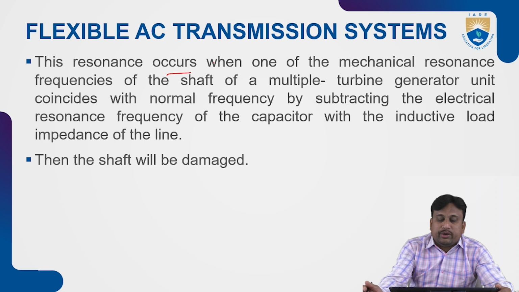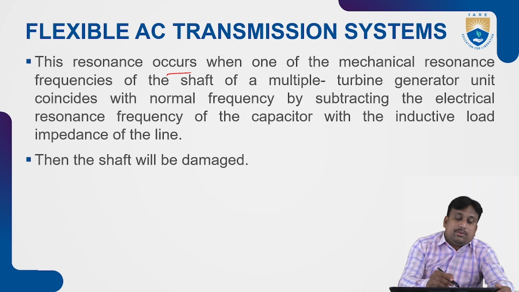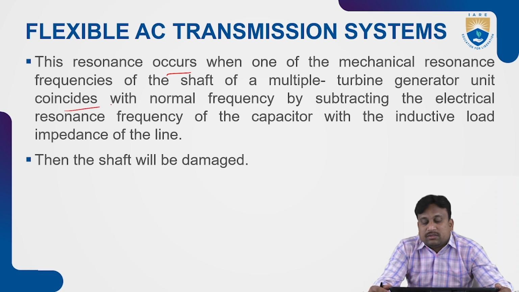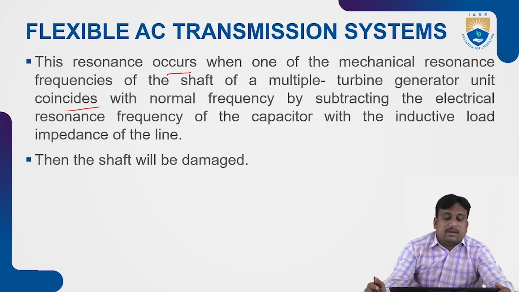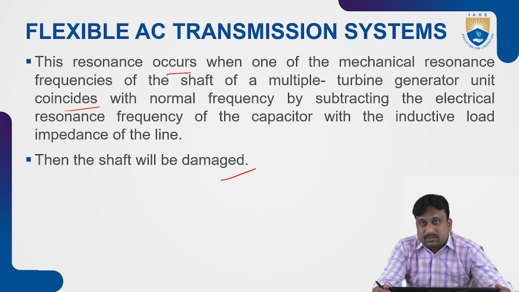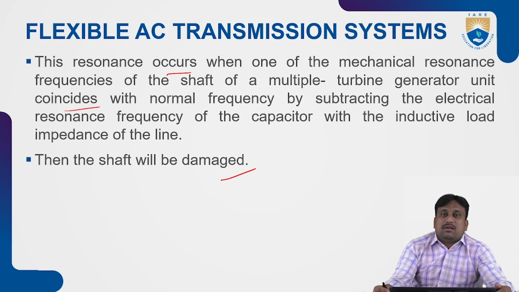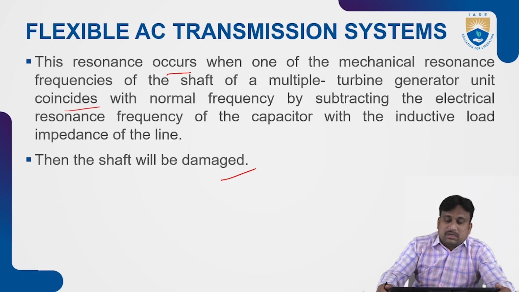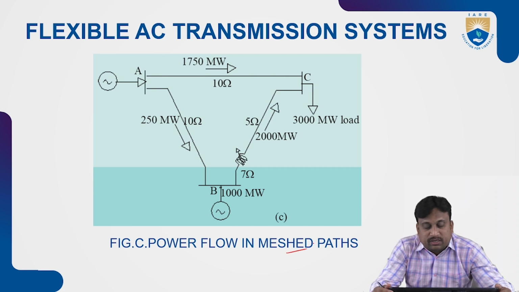This resonance occurs when one of the mechanical resonance frequencies of the shaft of a multiple turbine generator unit coincides with the normal frequency range. That means it is subtracted from the electrical resonance frequency of the capacitor. This is done with the inductive load when the impedances of the line are matched, and the shaft will be destroyed. So we need to look into this to save the shaft from the frictions impacting the line. This is the diagram representing power flow in meshed paths.